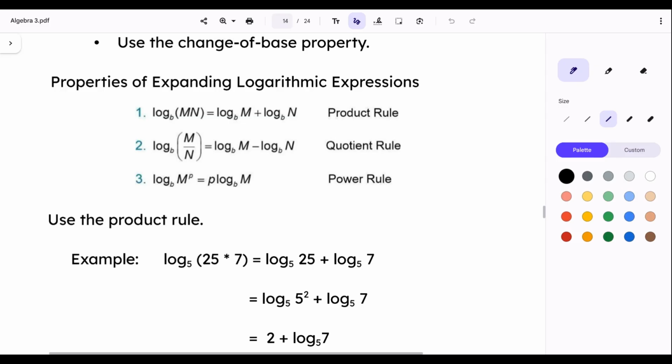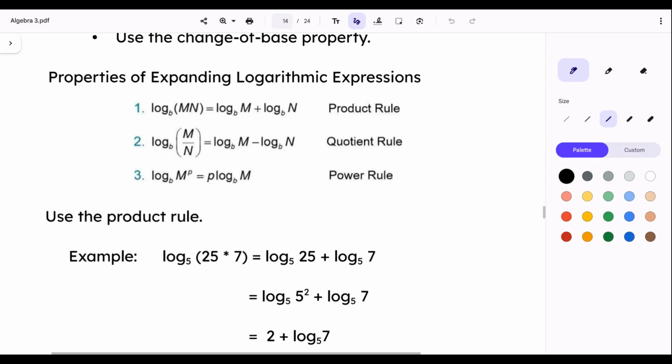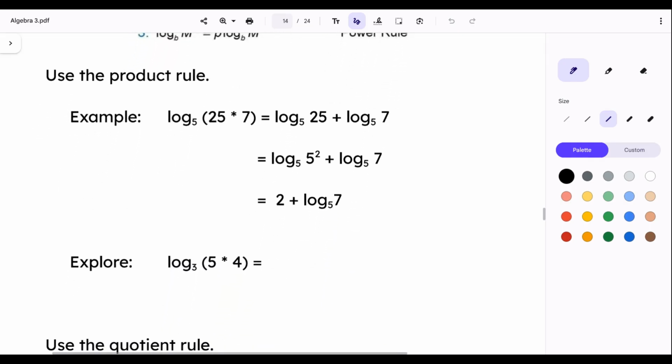So we're still going to see a little bit of that happening when we talk about our power rule. So for an example of the product rule here, if I had something that started out that looks like this, log base 5, and then in the parentheses they wrote 25 times 7. Because it's multiplication, that's what product means. That's a key word for multiplication. This means that I should be able to separate these two pieces out and put a plus sign in between them. So it should be log base 5 of the 25, and then log base 5 of the 7, and notice how they just put a plus sign there in the middle, okay?